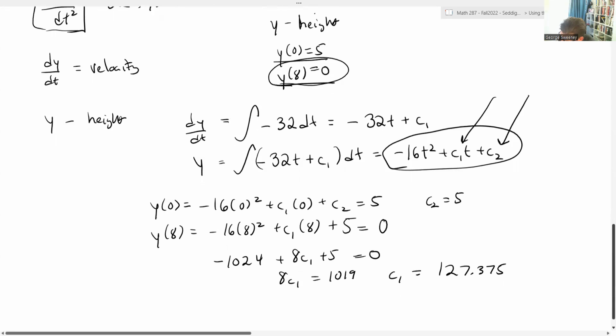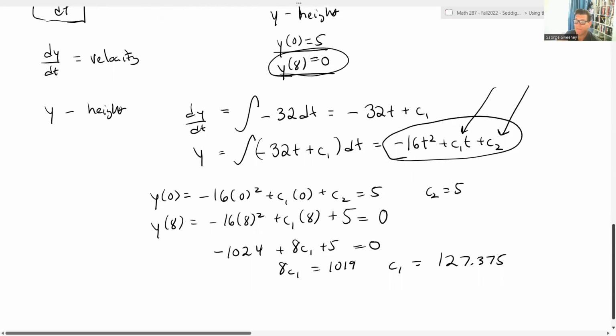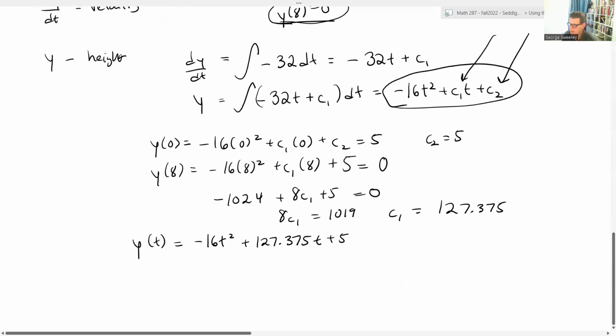With c1 and c2 now, I have my function for the height. The function for the height is y of t equals negative 16 t squared plus 127.375 t plus 5. And there's the function for the height. Sweet. All I need to do now is find the time at which I hit the maximum height.